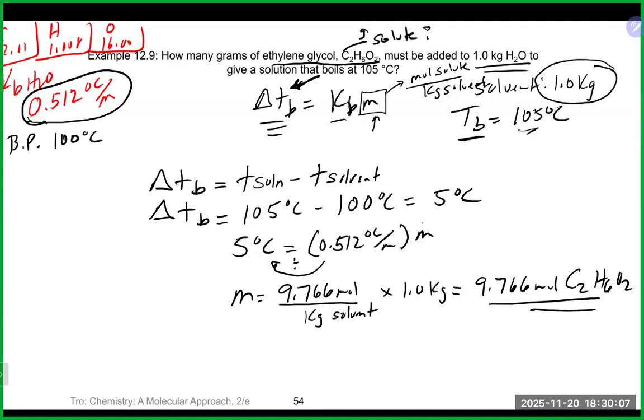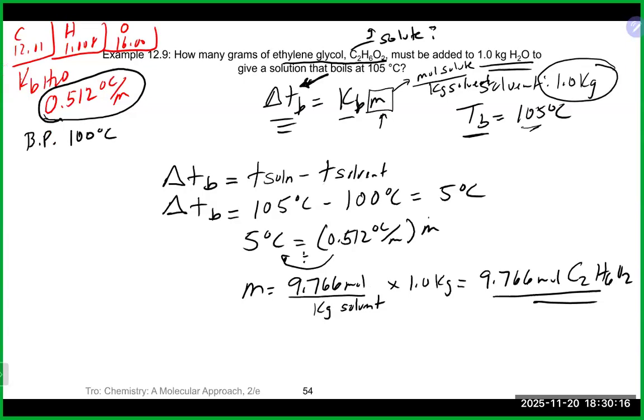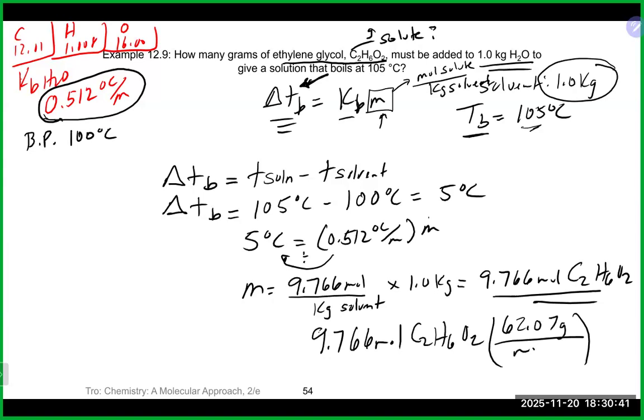Now that I know the moles, it is just a conversion to grams using the molar mass. If we add up the molar mass, we have 2 carbons at 12.01, plus 6 hydrogens at 1.008 from the periodic table, and a couple of oxygens at 16 each. We take our 9.766 moles of C2H6O2 and multiply it by our molar mass, 62.07 grams per mole, that we calculated from the periodic table.